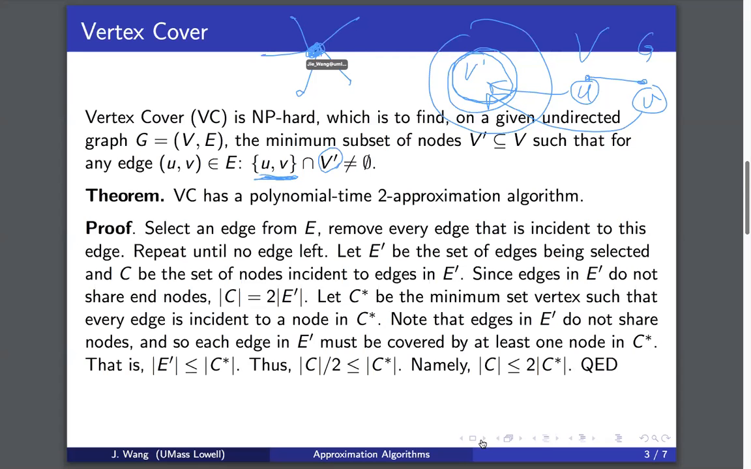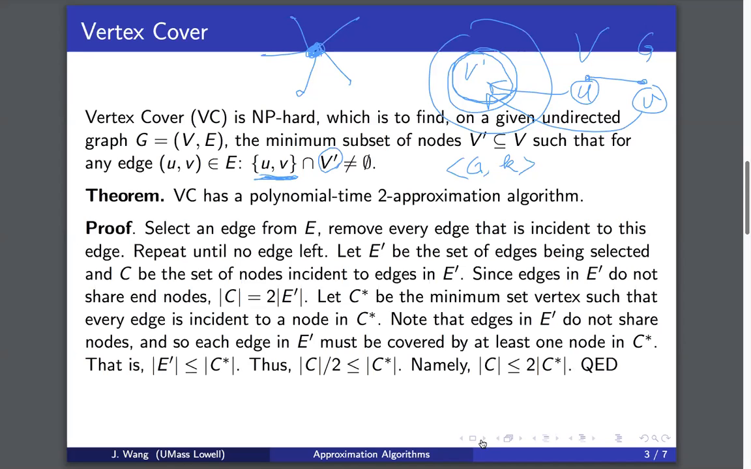So that covers every edge, right? But in general, this is what we are interested in. We want to find a minimum subset that covers every edge. So the decision version of VC will be: you get a G and then you get a K. Then you find a subset V prime such that the size of V prime is at most K. Okay, similar to the TSP, so at most K.